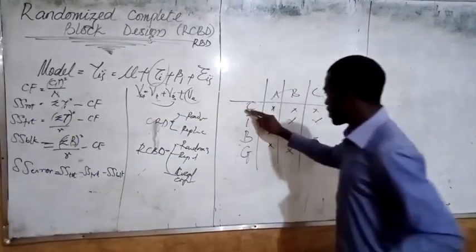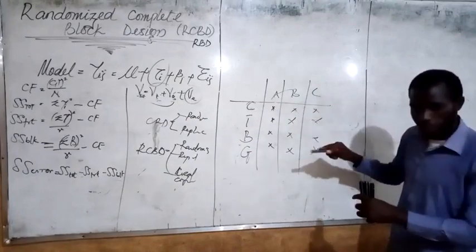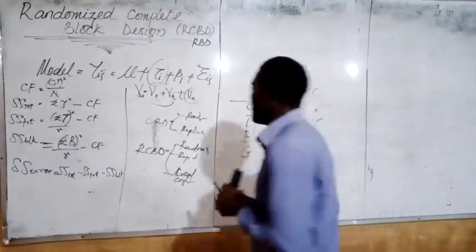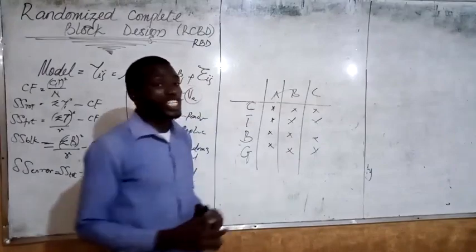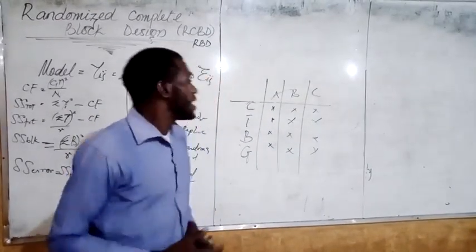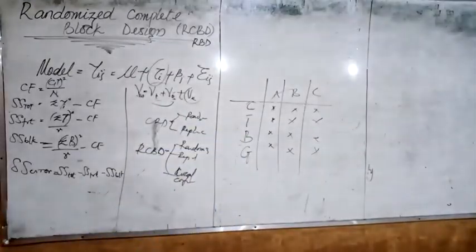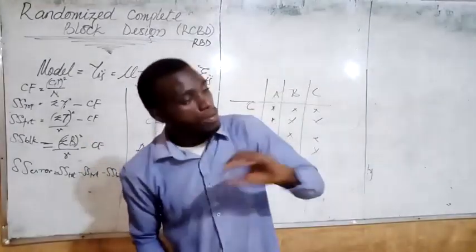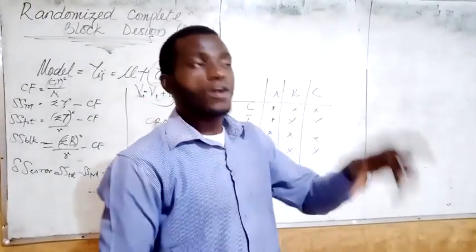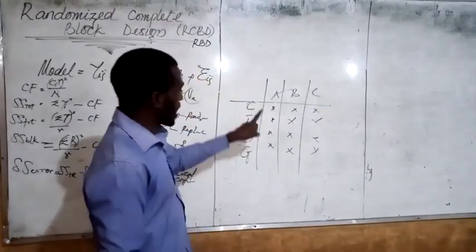This block is repeated the first time, the second time, and the third time. So what does that mean? It means that the treatments are repeated in block number of times, and the blocks are repeated in treatment number of times. I'll go over that again. The treatments are repeated in block number of times, and the blocks are repeated in treatment number of times.